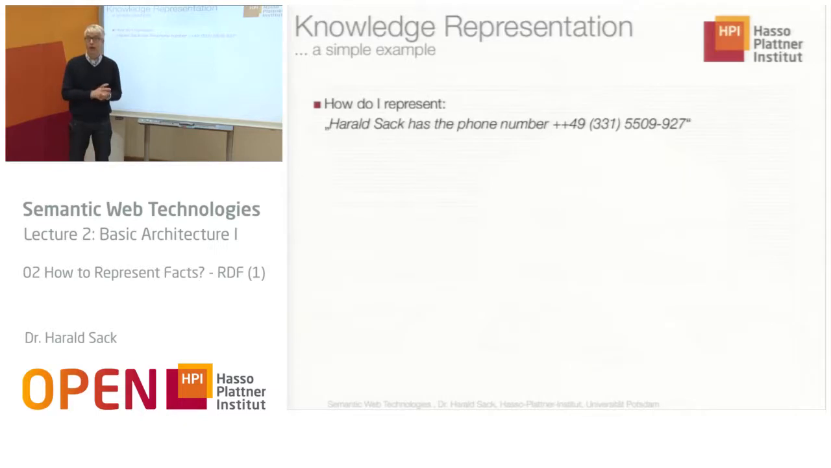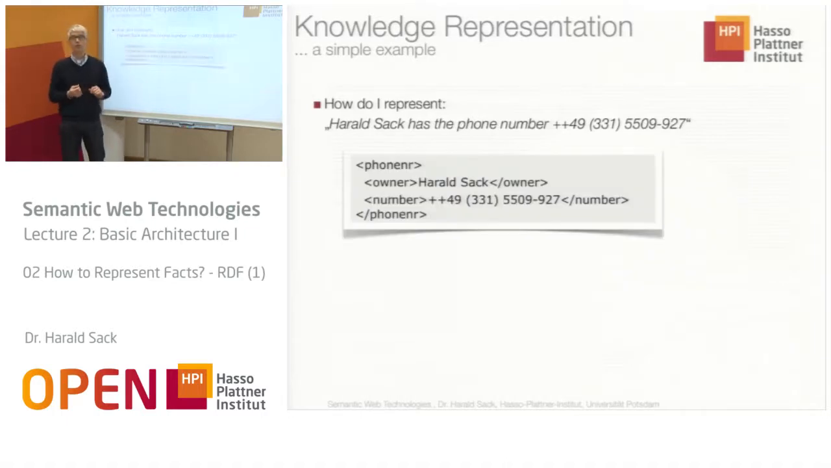So, how do I represent facts? Let's take a simple fact. Let's say I have the telephone number that you see here. So, how should I represent that? Let's take the case you know a little bit of XML, which is the Extensible Markup Language. And with the Extensible Markup Language, of course, you can denote semi-structured information. And for example, you can define a phone number, and a phone number has an owner and a number. And this should denote that this owner has this phone number.